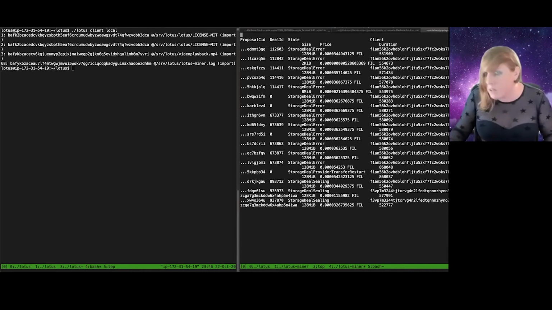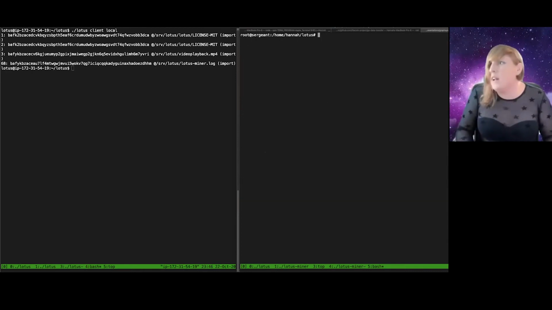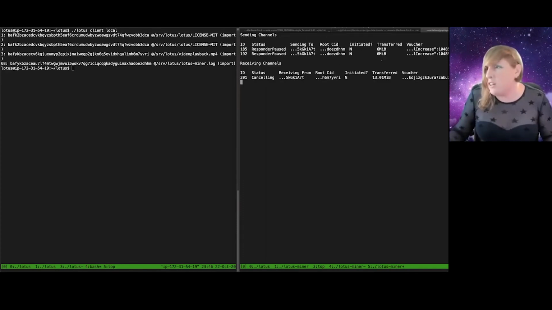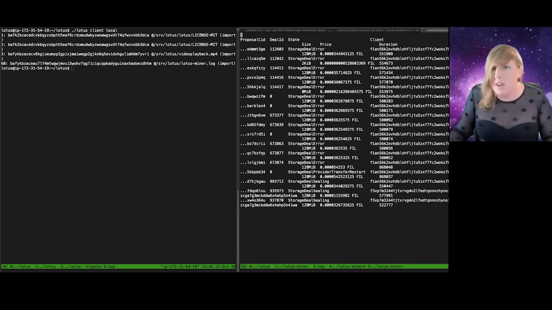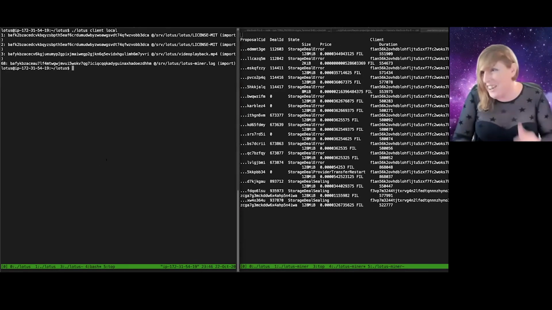And I'm just gonna go, so we're running the same analogous commands on the miner. So we're watching its data transfers, we're watching its storage proposals. Okay, now let's see if we can make a deal.